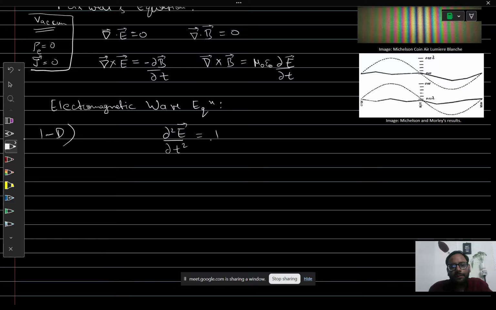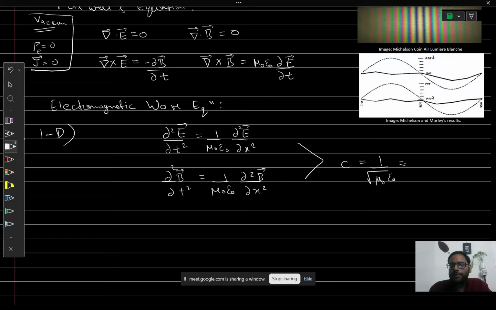That's our usual one. This is permeability, this is permittivity, and this will be with respect to x square, in the x direction, and similarly for the B field. Both of these fields travel with a unique speed, that is c equals 1 by the square root of mu naught epsilon naught, and it is a constant. Okay, 2.99 something times 10 to the power 8 meters per second.